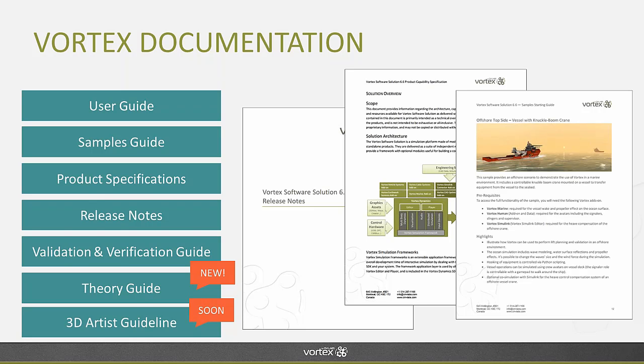All right, so if we look at documentation, Vortex includes, as usual, the user guide, an updated samples guide. Each sample was updated for Vortex 6.7, along with an updated product specification and release notes. The validation and verification guide has been updated, and we also have a new theory guide that provides an in-depth look at the formulas used in the dynamic simulation portion of Vortex. If you are looking at it from an engineering perspective, it's a great document to look at exactly how Vortex simulates specific elements of your scenario.